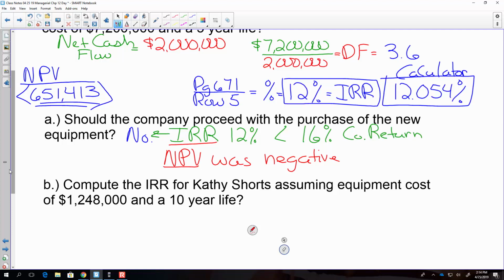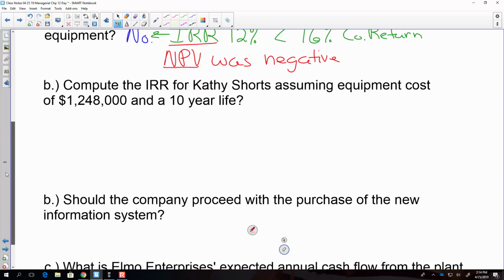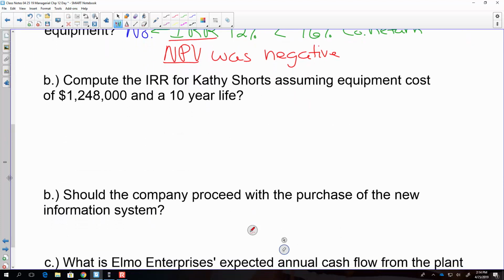All right, there's a couple of fun ones here. Let's just quickly go through those before we break. Kathy is the next one, letter B on problem 34. Her investment in this information system will save her $240,000. She estimates that the system will last 10 years. The system will cost 1.248 million, and the company's cost of capital is 10%.